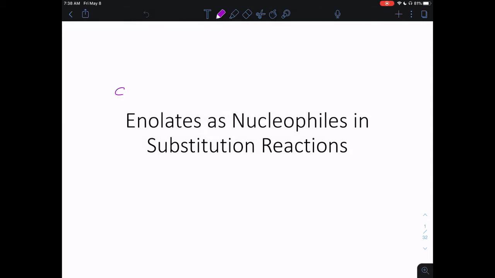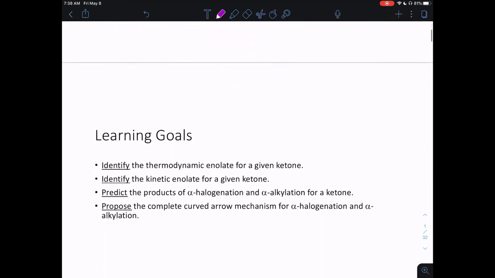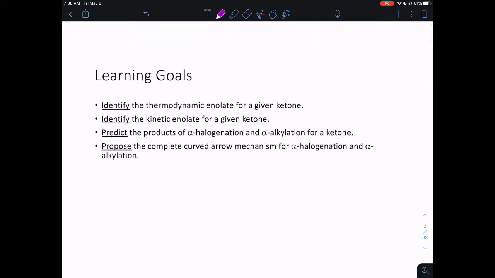In this video, we will discuss enolates as well as enols as nucleophiles in substitution reactions, and specifically the SN2. Our goals for today are to identify the thermodynamic and kinetic enolates for a given ketone. This should be review. To predict the products of alpha halogenation and alpha alkylation for a ketone. So we're going to learn some new reactions. And in addition to predicting the products, we'd like to propose complete curved arrow mechanisms for both of those reactions.